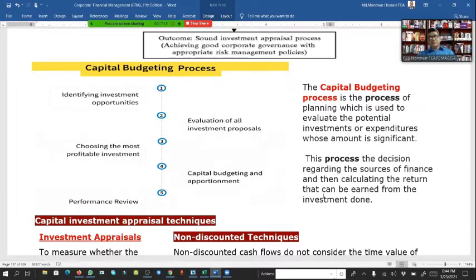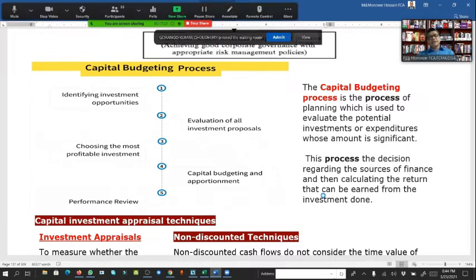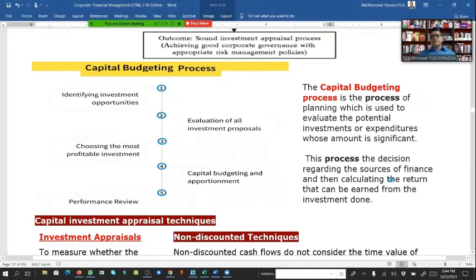This is known as the technique of capital budgeting. So choosing the most profitable investment, and then capital budgeting and apportionment, that means how much money will be allocated for the project, and then performance review. It is the capital budgeting process.